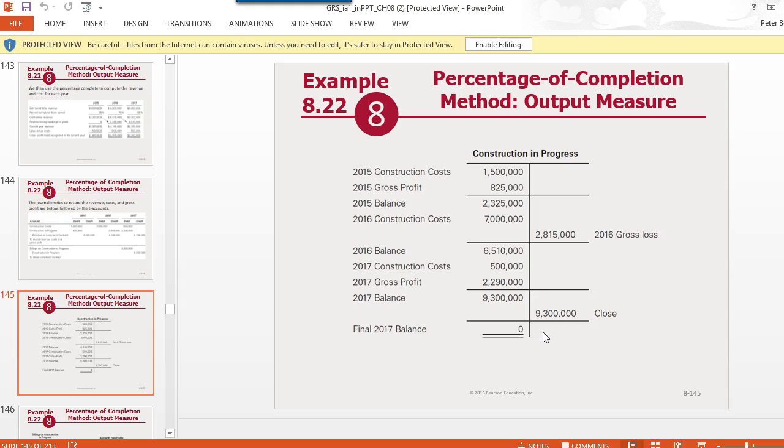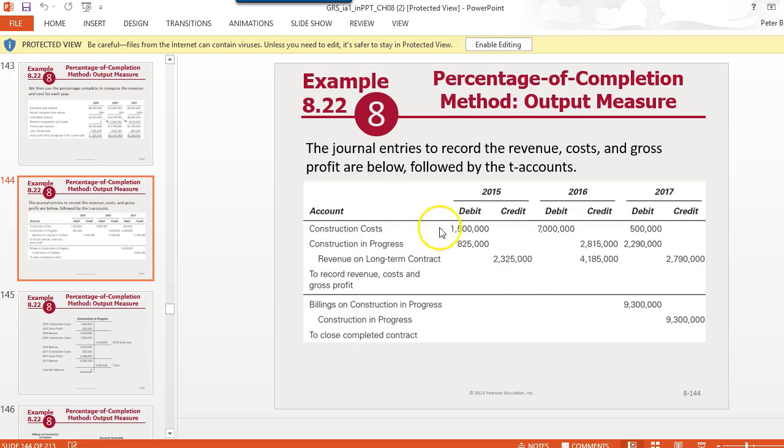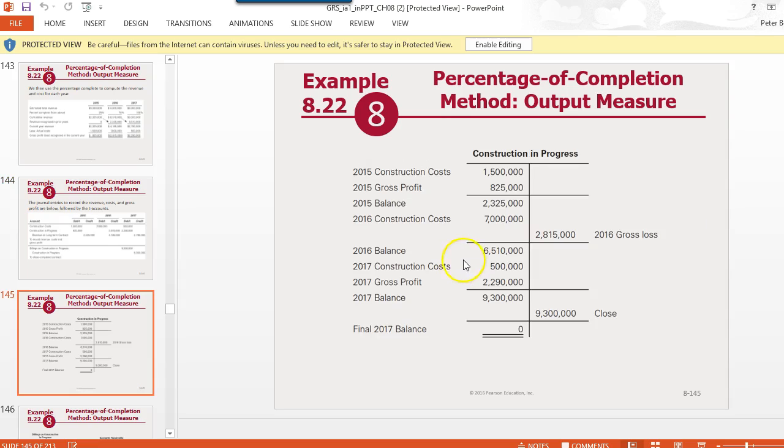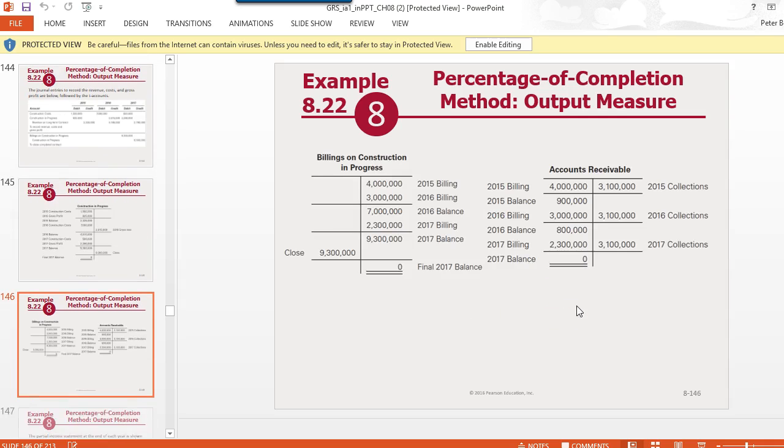$1,500,000 is debited for the costs. The gross profit also goes into construction in progress each year, so you have a balance. And then the following year, you have $7 million in construction costs. You do have a gross profit loss, so that goes as a credit. And then in year 3, you have your construction costs, your gross profit with a balance, and you close that out at the end of the year.